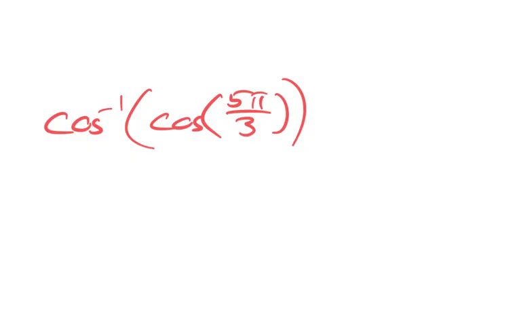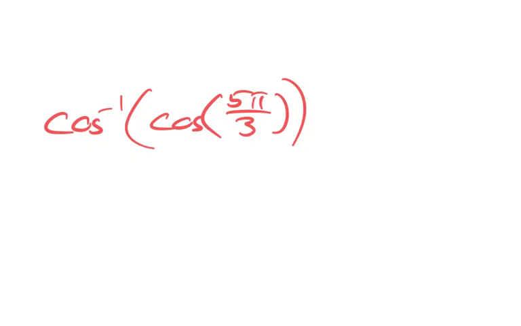So here is on the front end how I could tell that this was not just going to cancel out. Where is this angle at? What quadrant? 4. Where's inverse cosine defined? 1 and 2. So I can't take the inverse cosine of something and get an angle in the fourth quadrant. It has to be in the first and second. So these won't cancel. Right? They won't cancel.